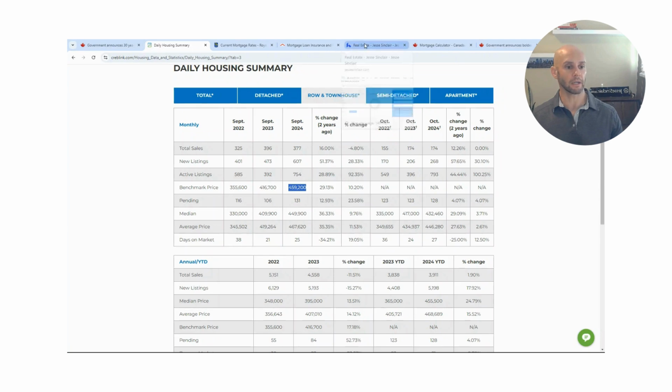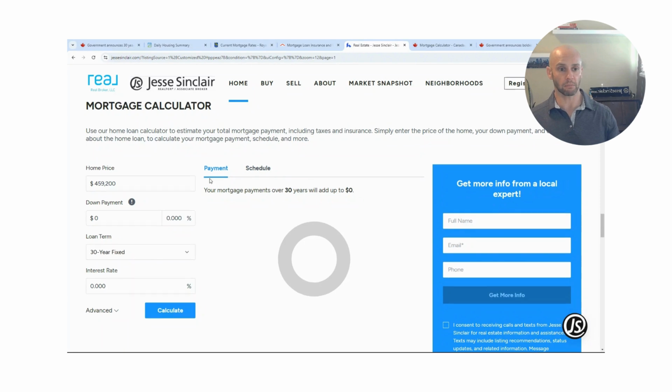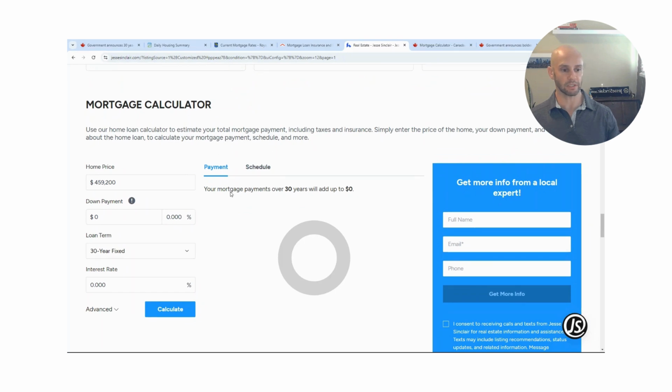And then I go over to my web page here, and we've got 459. So this is my website. It's actually got a handy little mortgage calculator, which I sometimes play with myself, actually, because of the way that it displays the information. I think it's quite nice.